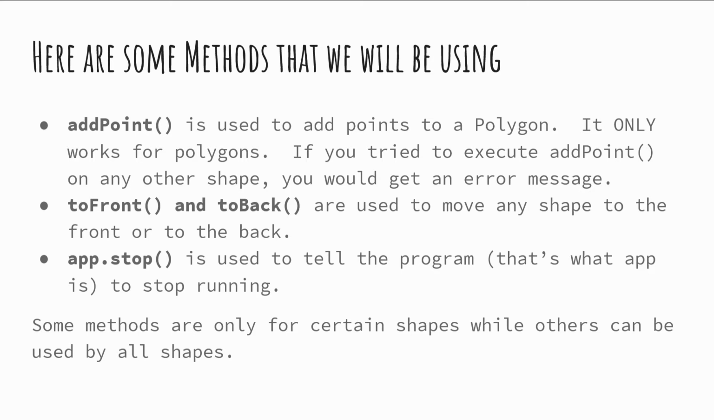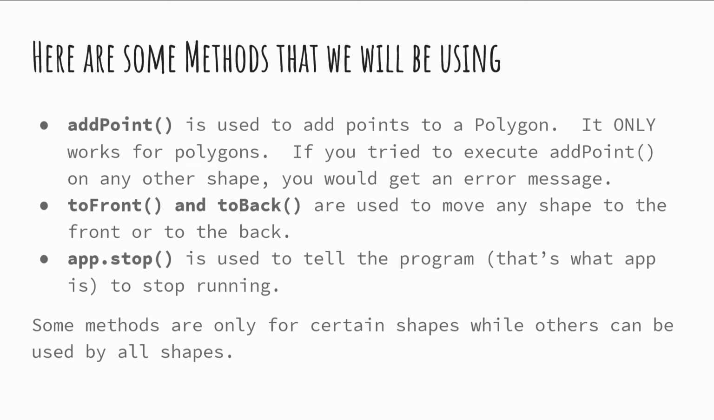We're going to use methods called toFront and toBack. These are methods that can be used on any shape, any object. It can be used on labels, on polygons, on rectangles or circles or ovals. Any object that you want, we can do toFront and toBack. Its job is to move an object forward or backwards.